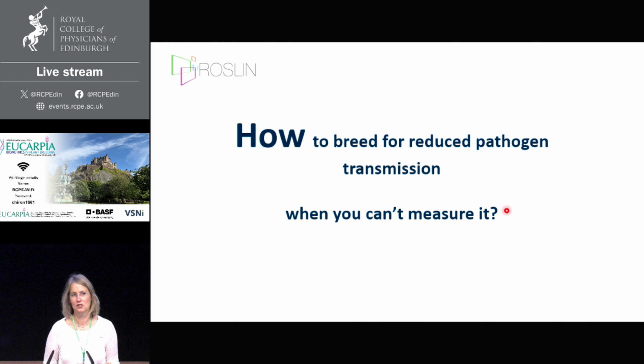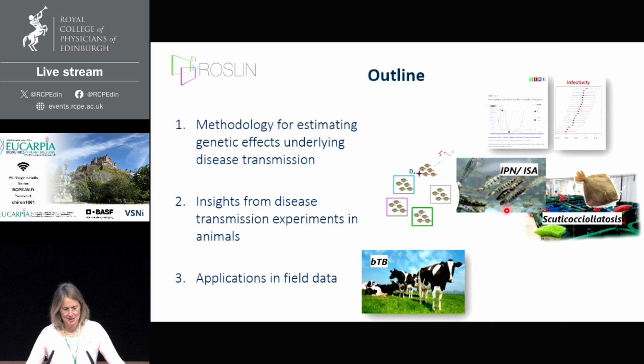So in this talk, I want to start a bit with the methodology, how we approach that. I want to give you some examples from disease transmission experiments. Unfortunately, they're all in livestock, but I think we can learn a few lessons. I try to draw a few lessons. And then we want to go also to field data to see how this will work in the field in the context of maybe a national eradication program.